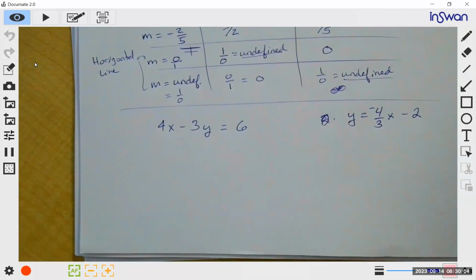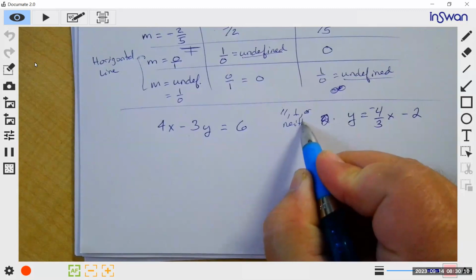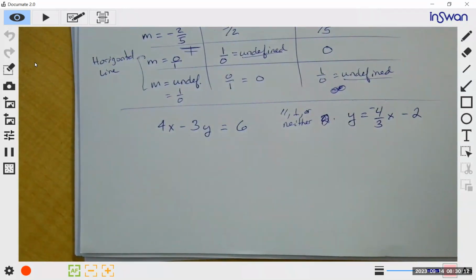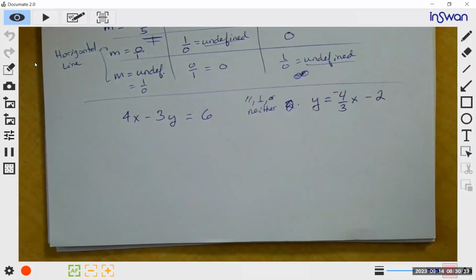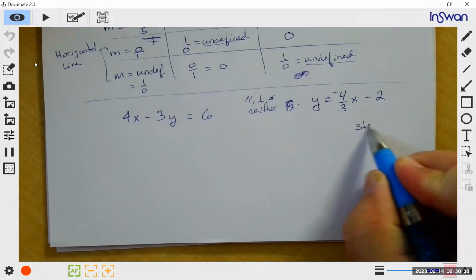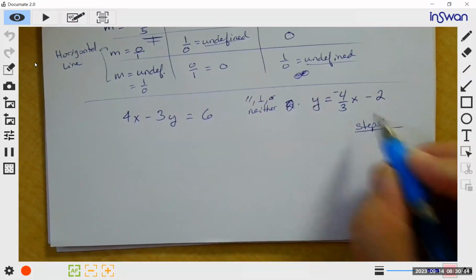Tell me if these two lines are parallel, perpendicular, or neither. Let's work this one out together, because I didn't tell you the steps yet. Here are the steps.